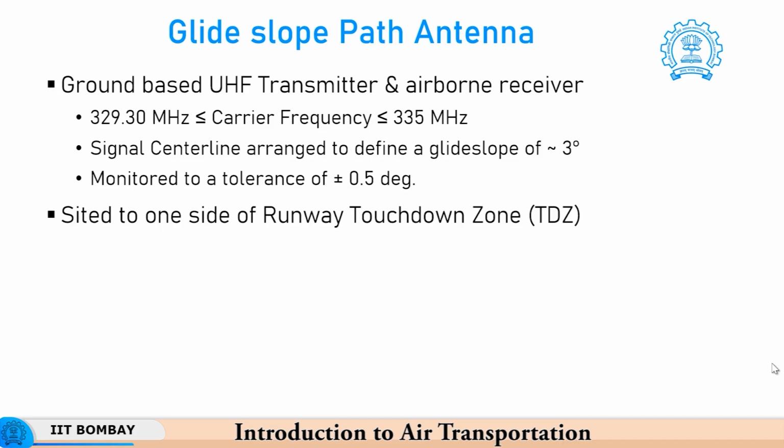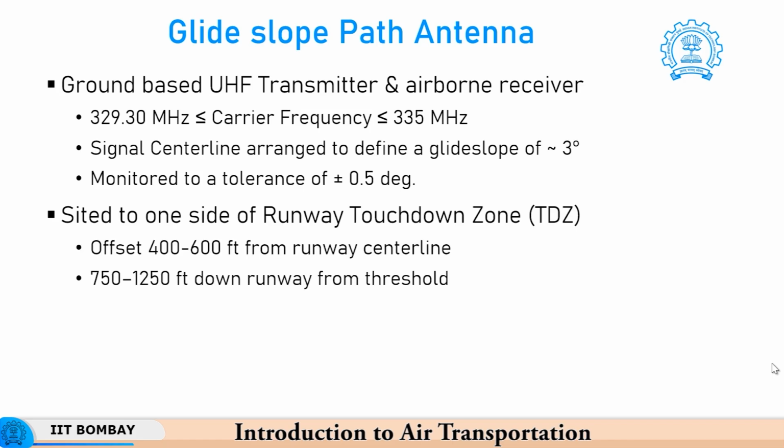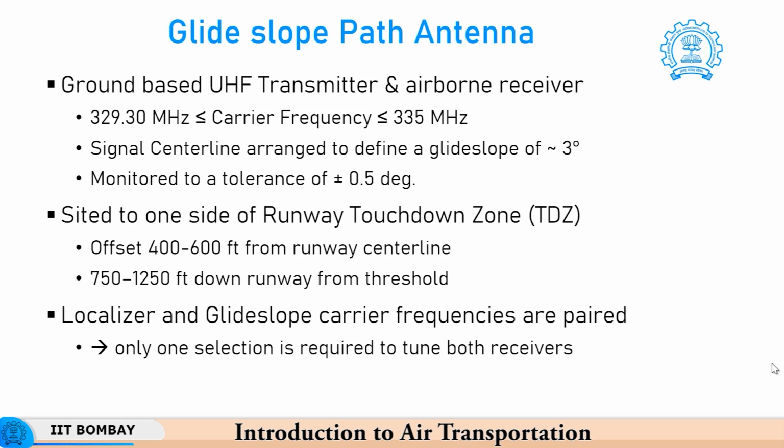Okay. So, the instrument per se is situated on one side of the runway touchdown zone. As we saw in the previous images, it is on one side of the runway, and the offset could be about 400 to 600 feet from the center line and around 750 to 1250 feet down the runway from the threshold. So, the localizer and the glide slope frequencies are generally paired. Therefore, only one selection is required to tune both the receivers.